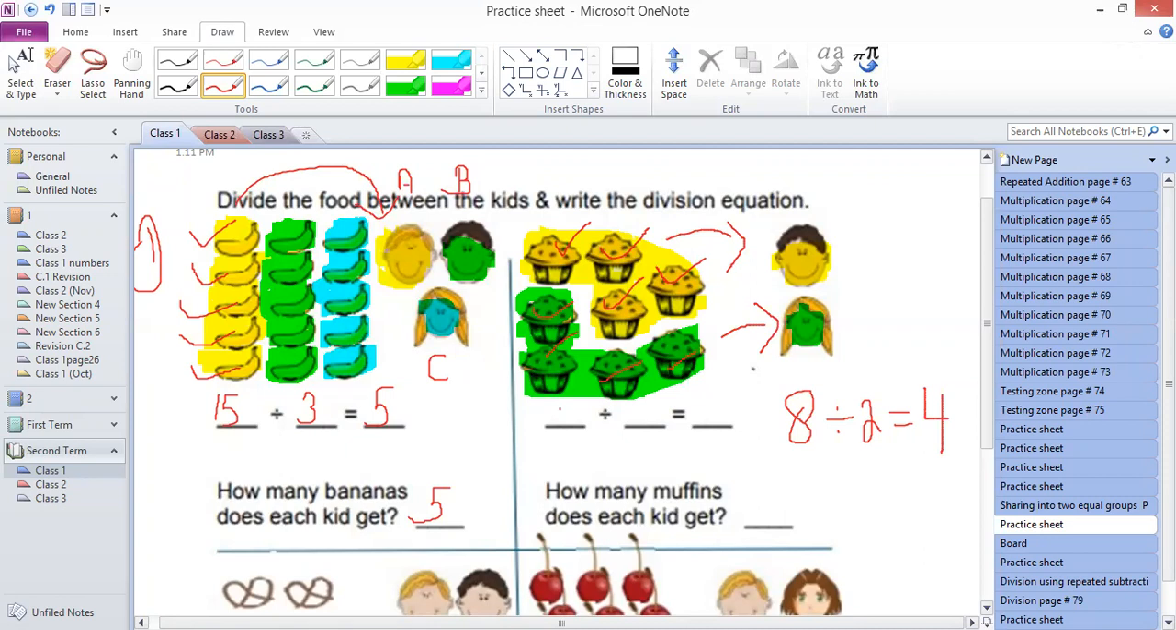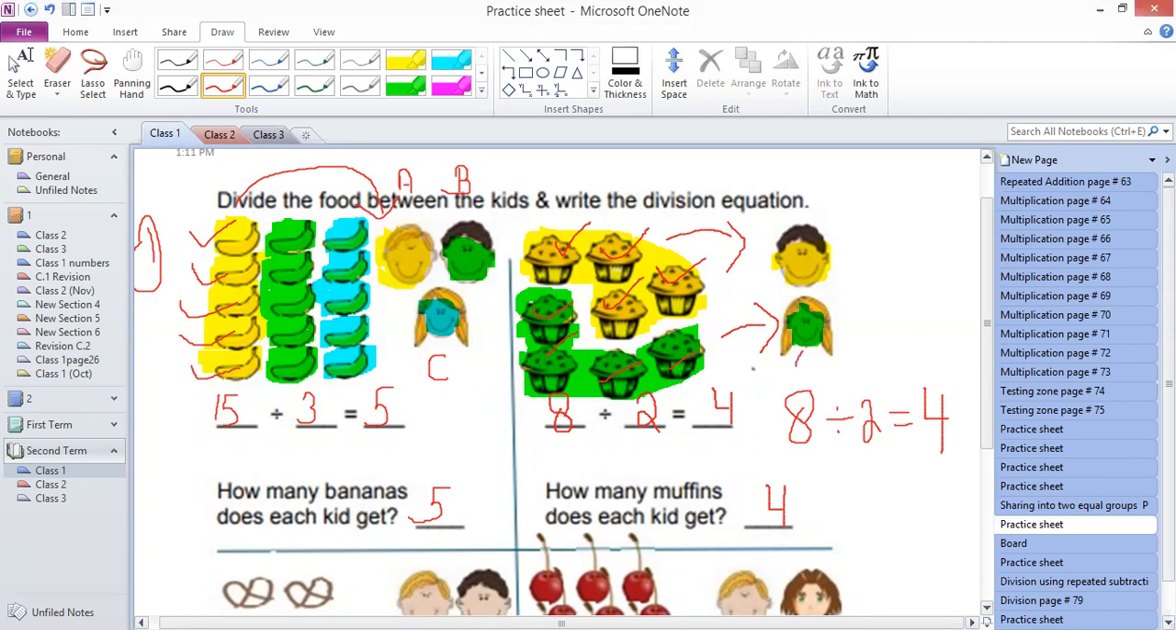How will you write the division sentence? The total cakes you want to divide, these are 8. You want to divide into 2 groups, 2 kids. After dividing, each will get 4 cakes. So 8 divided by 2 is equal to 4. Is it clear, guys? Yes. Very good.